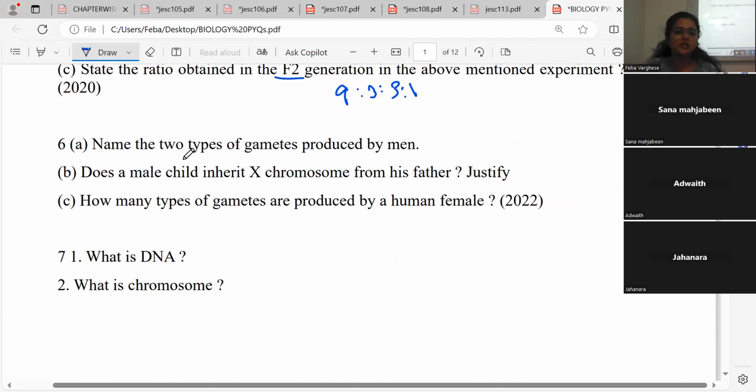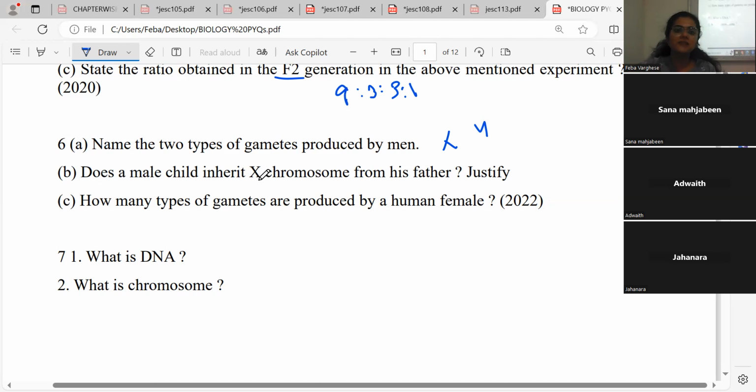Now the 6th question. Name 2 types of gametes produced by men. X and Y. Why is there a silence? Don't you expect such kind of simple questions? There will be simple questions also. Not all the questions are going to be confusing. Some of them are going to be straightforward questions only. Don't overthink and make it wrong.